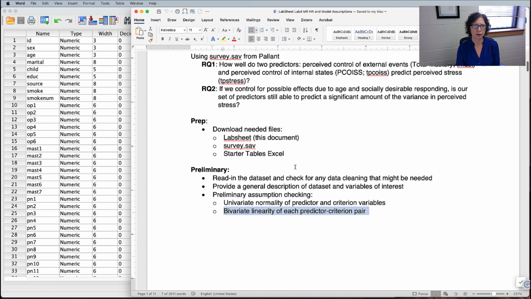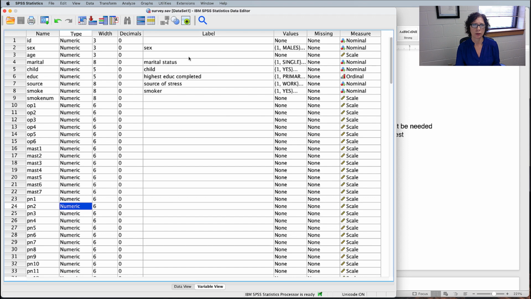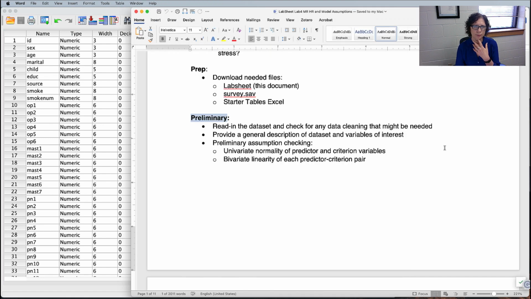Of course, you already have your files, and our preliminary step is to read in that data set and make sure that we've taken care of anything that needs to be recoded. You could add your labels, and you can make sure that everything is correct according to the code book. Typically, this being the final data set, everything's pretty much set. When we're talking to our reader, we want to give them a general description of the data set and the variables of interest, which are those specific predictors and the outcome.